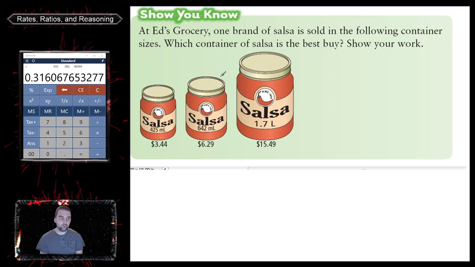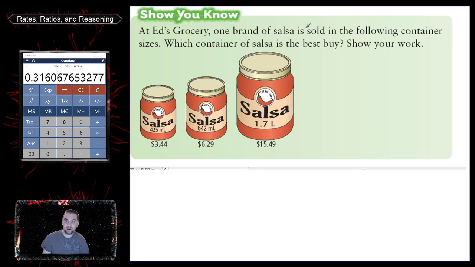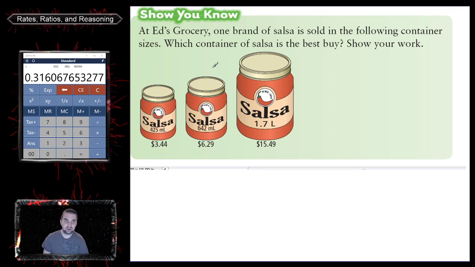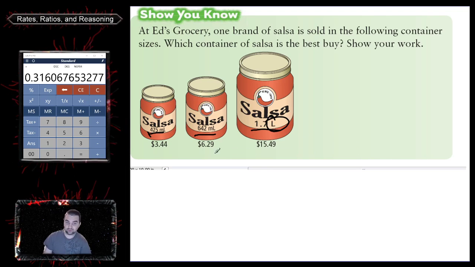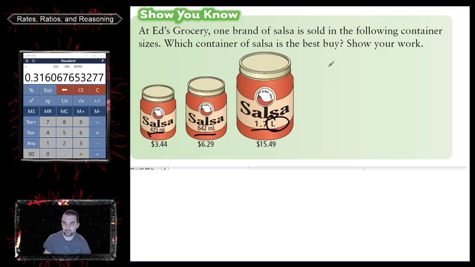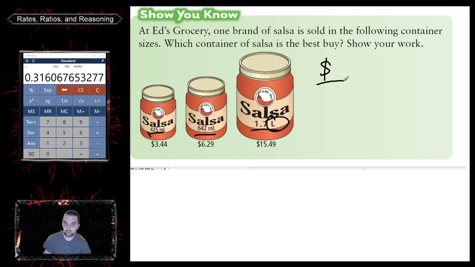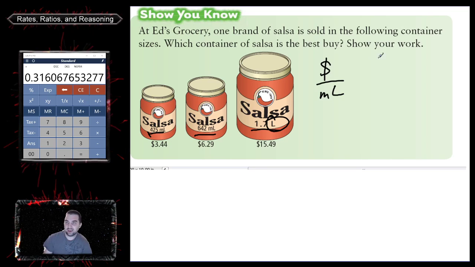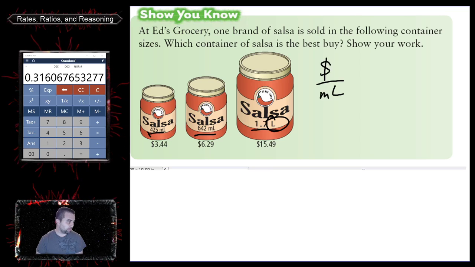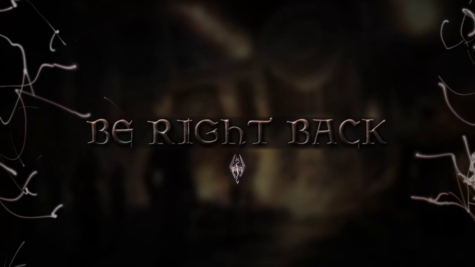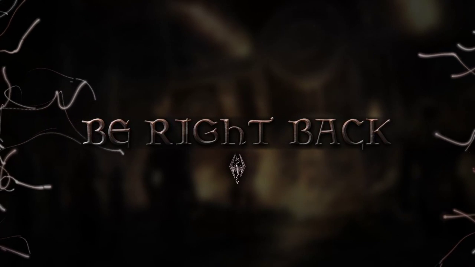So now we're on to a show what you know, and you're going to do the same thing. You have a brand of salsa sold in each of these sizes, and the sizes are 425, 642, and 1.7 liters. They all need to be milliliters. So compare the prices. Remember, you're looking for your cost per milliliter, and show your work to find out which is best in terms of value. So you're going to do that now. Pause your video.